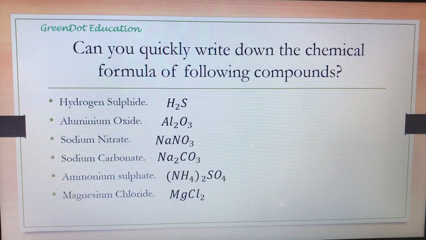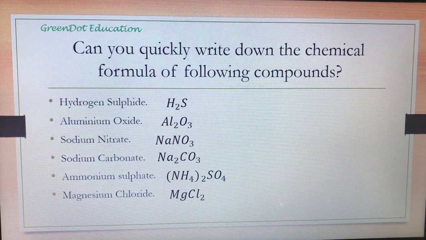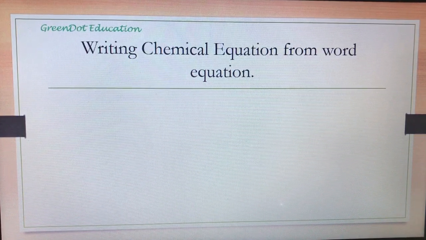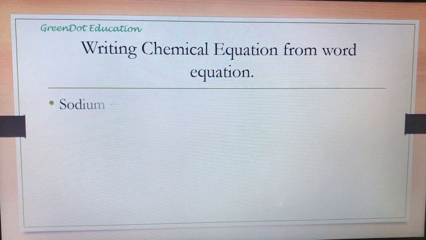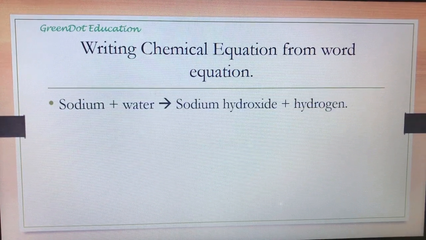So after learning how to write the chemical formula for the following compounds, we are going to learn how to convert word equations into chemical equations. For this we take an example of sodium reacting with water to give sodium hydroxide and hydrogen.